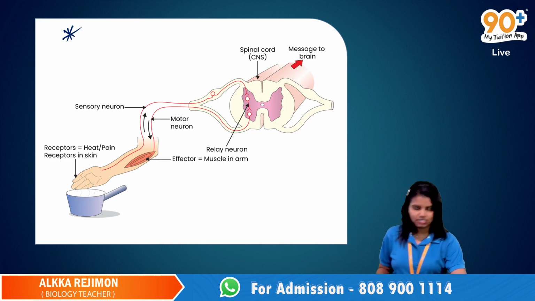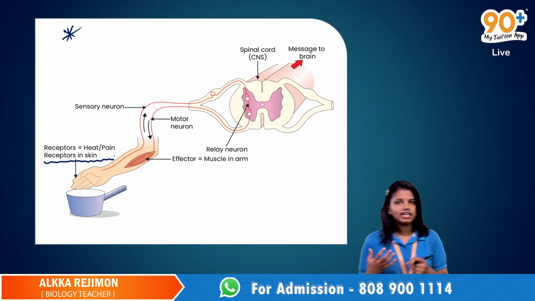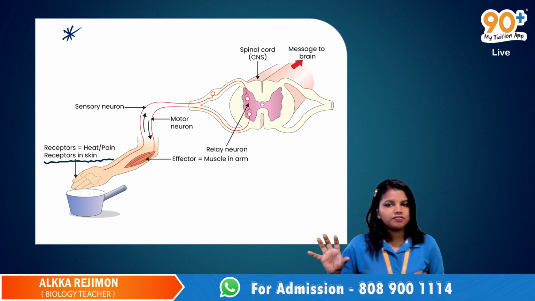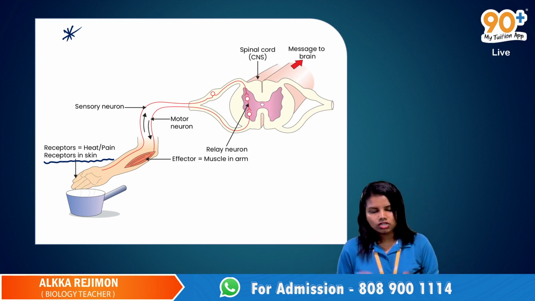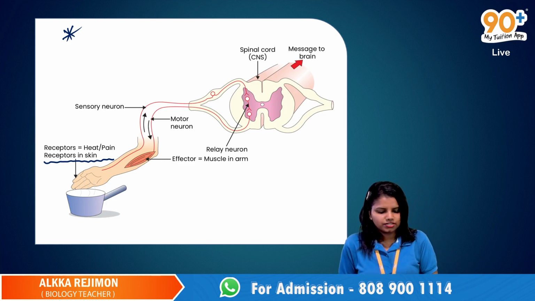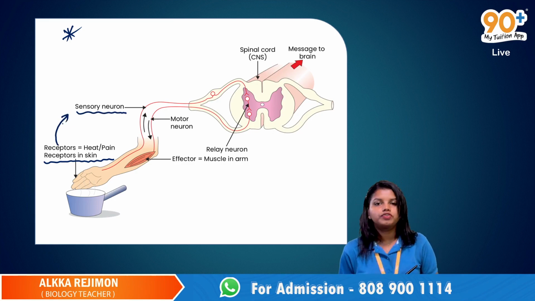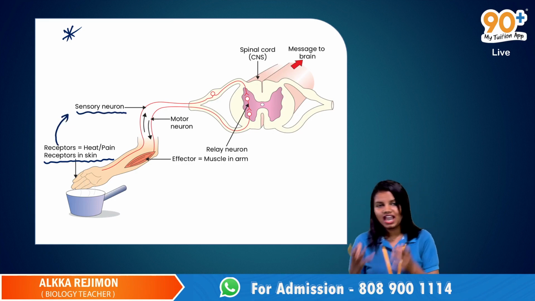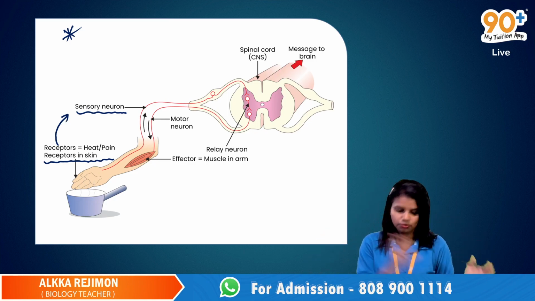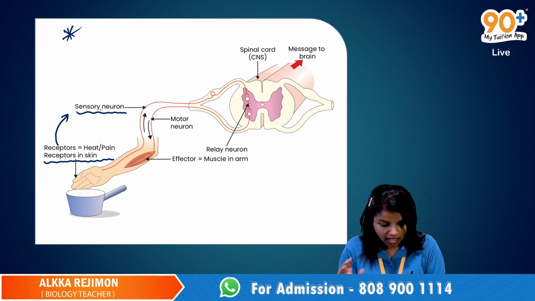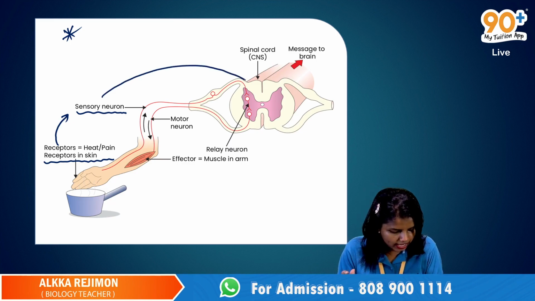So yes, here you can see that the receptor on the body gets activated. That's the first stage. It can be a heat receptor, a temperature receptor, anything. Once you touch a hot object, the receptors are activated. Now the receptors give this information to the sensory neuron of your body. Sensory neurons are the neurons which carry the impulse from the receptor to the brain or the nervous system.